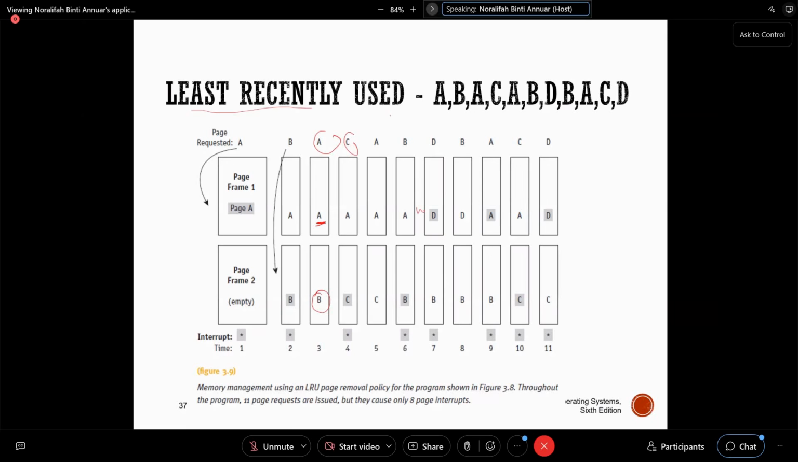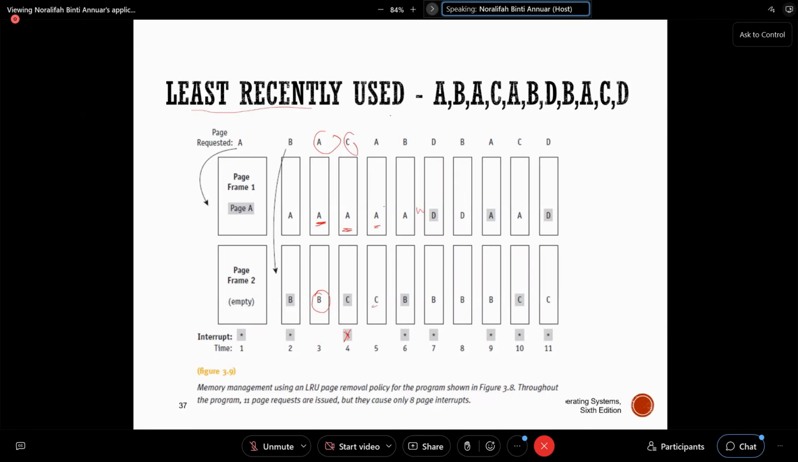Itu beza dia. Sebab you baru je guna A. Walaupun A is the longest inside the memory, but you just use it recently. You just refer to it. So B will be swapped out now to make room for C. Remember, because it's a miss, you put asterisk. Now A is called again, but A is already inside the memory, so there's no swap in and out.